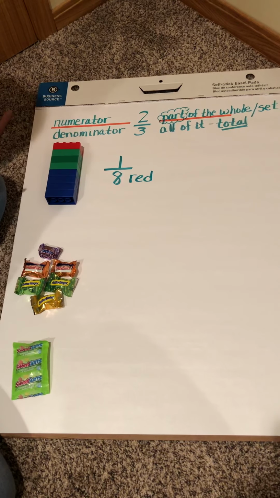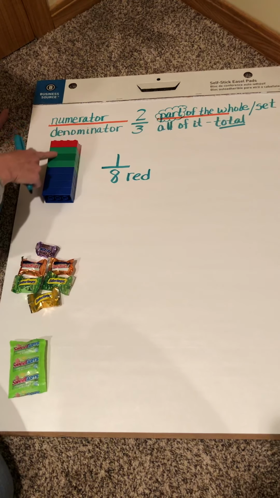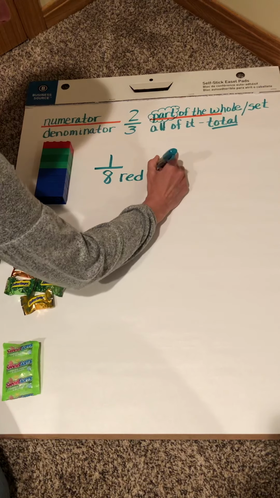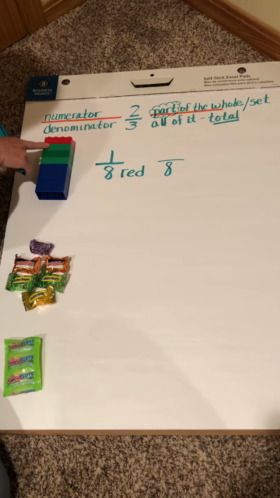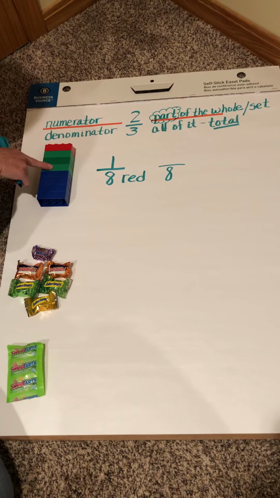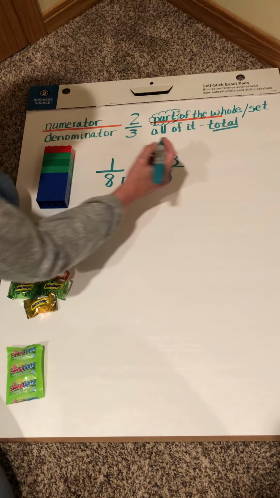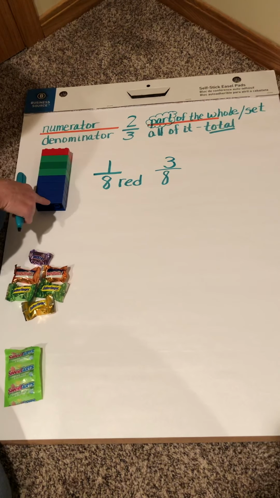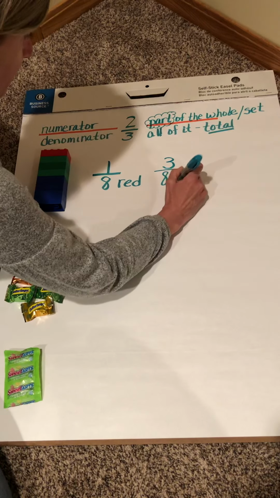Now let's try the green. We know that 8 is still going to be our denominator because we didn't take any of these Legos away. So again, I could put 8 as my denominator. Now I'm going to go back and count my green Legos. I've got 1, 2, 3. So that is my numerator, which goes on top because green is only part of the whole Lego tower here. So 3/8 are green.